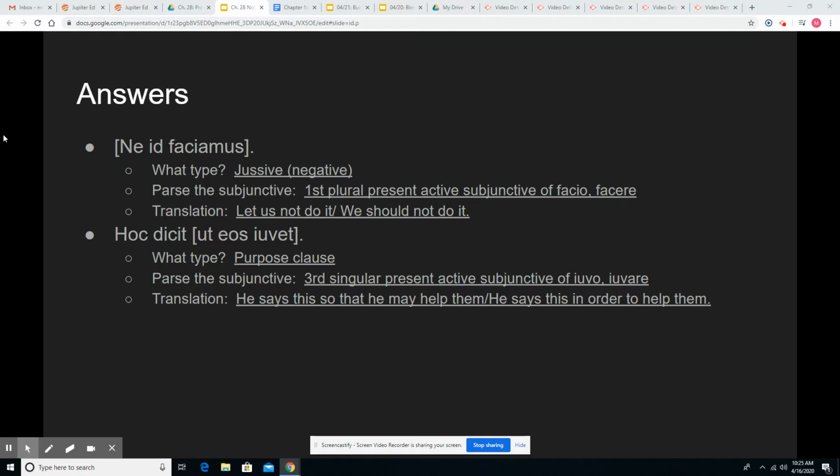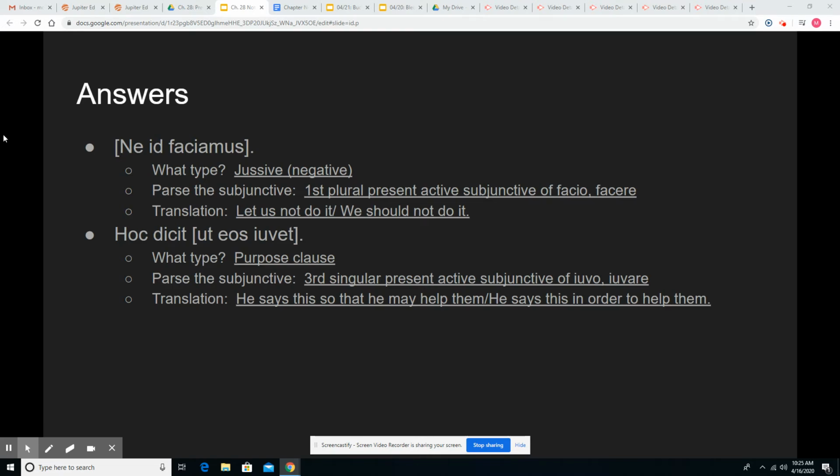Now our translation here: let us not do it, or we should not do it. It being "it" here. Let's stick with "let us not do it." That's our best translation here. Again, a negative jussive subjunctive. If it were a positive jussive subjunctive, "let us do it," we just take out the "not."